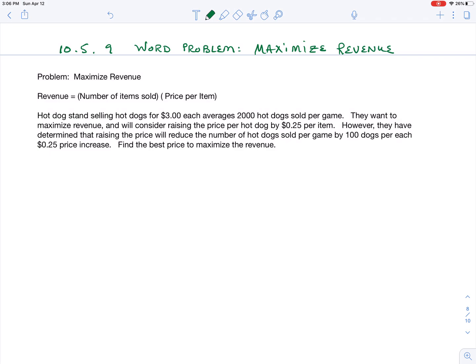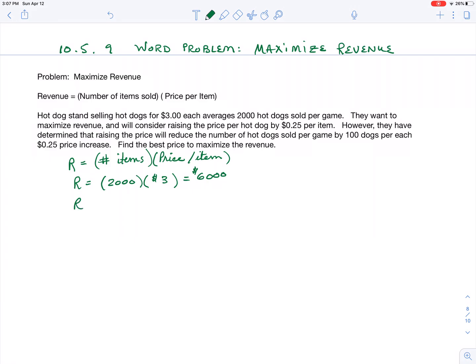So I find the best way to get started with this one is to just try some numbers. So the definition says revenue is the number of items sold multiplied by the price per item. So currently, they are selling 2,000 items at a price of $3 each. So their current revenue is $6,000. Now let me get my calculator handy because we're going to just play with a couple of numbers here so that you can understand the problem.